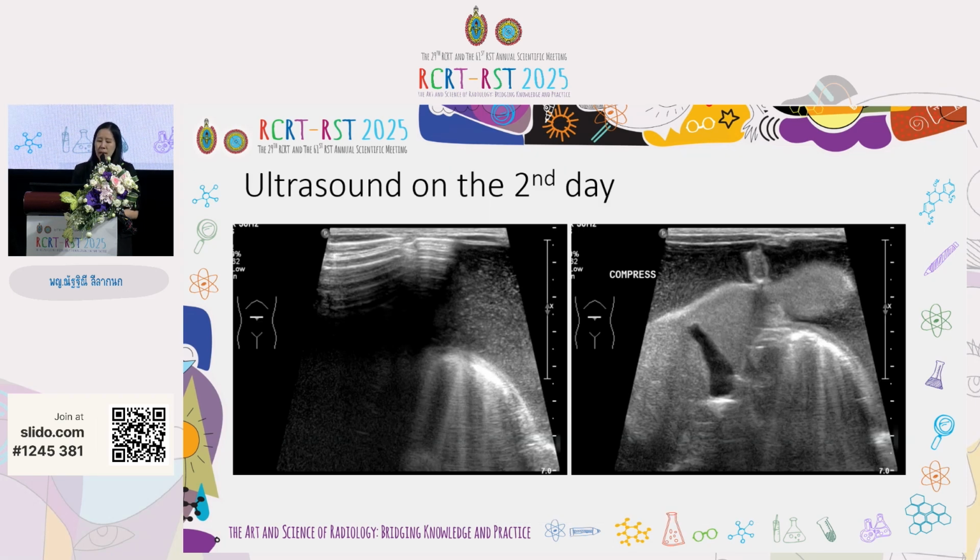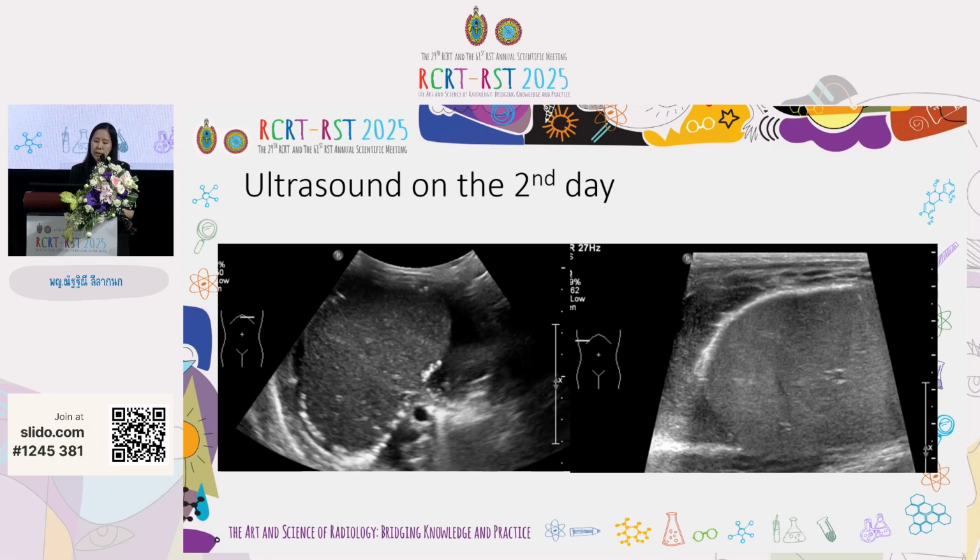And then the patient underwent ultrasound, which revealed free intraperitoneal air. You see that the probe is in mid-abdomen. The air appearing as a bright echogenic area with reverberation artifact here. And the air disappeared after compression, as in this image.